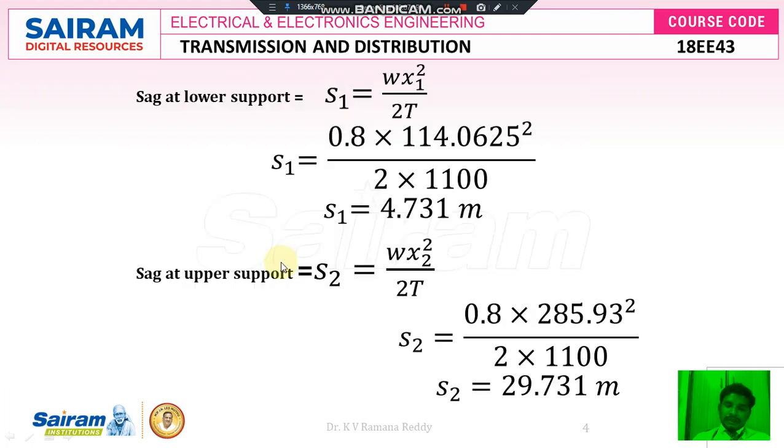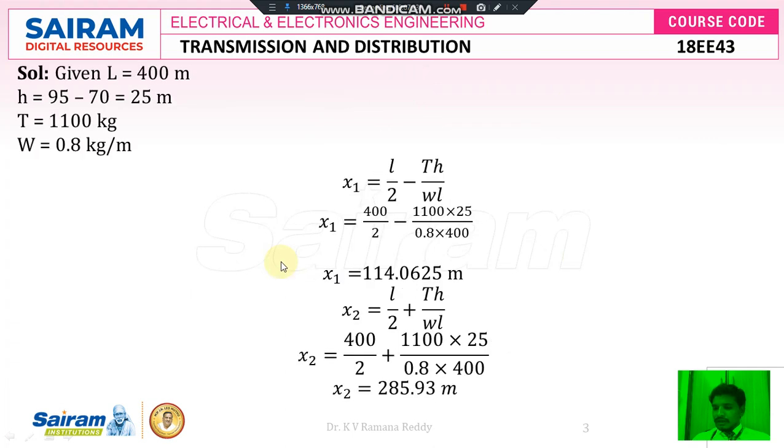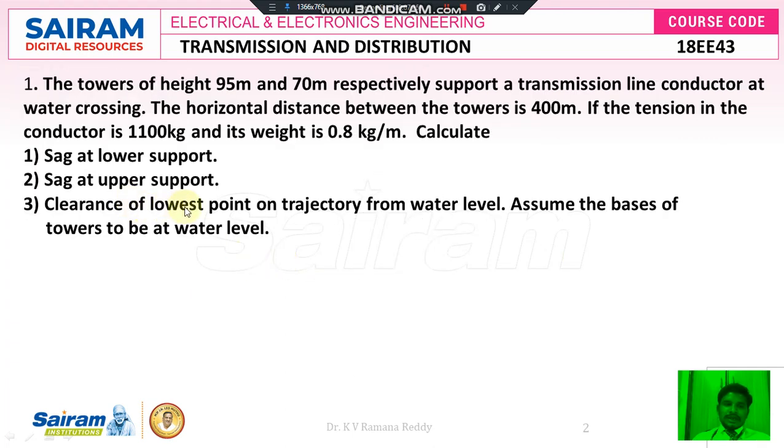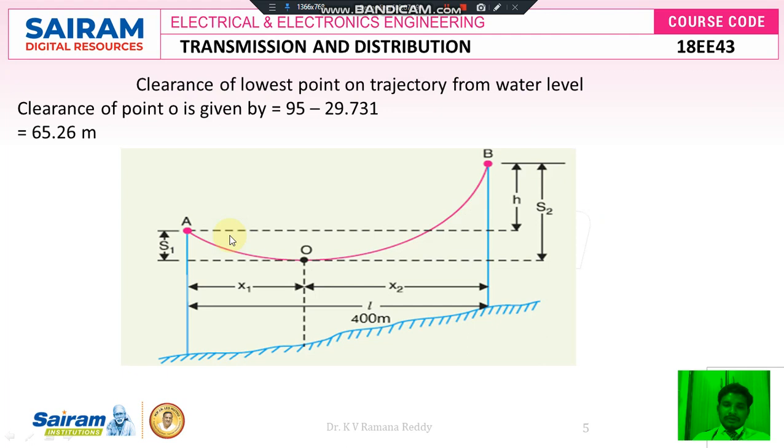Now according to the given problem, they asked us to find the clearance of the lowest point on the trajectory from water level. So from water level onwards we have to find the minimum clearance with respect to tower A, because tower A's height is small. Assume the bases of the towers are at water level. If I assume that, then the clearance is obtained by taking the tower A height.